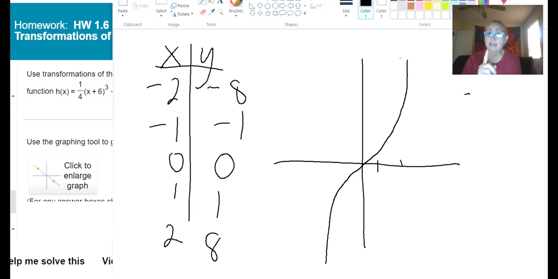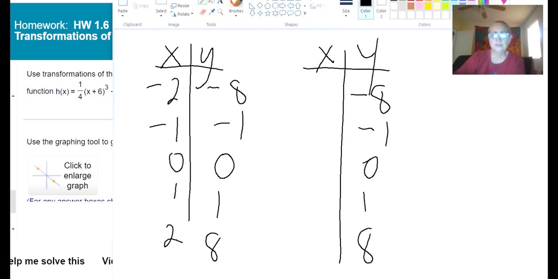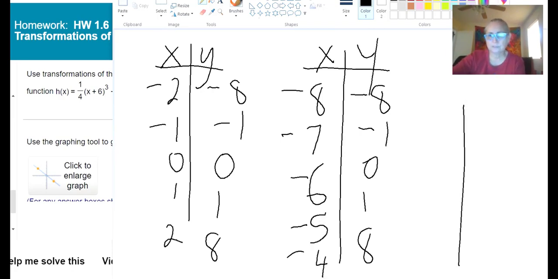That's changing all of the x's by 6. So I'm going to change all of my x values. So here's my new chart. I'm not changing my y's. I'm just changing my x's. All the x's are going down by 6. So -2 minus 6 is -8. Then -1 minus 6 is -7. This one's going to be at -6. This one's going to be at 1 minus 6, which is -5. And 2 minus 6 is -4. All right, let's plot those and see what they look like.